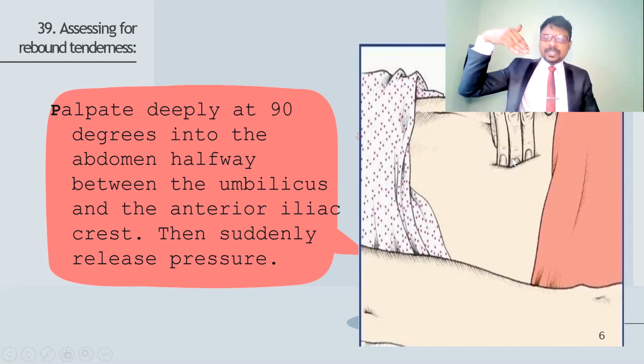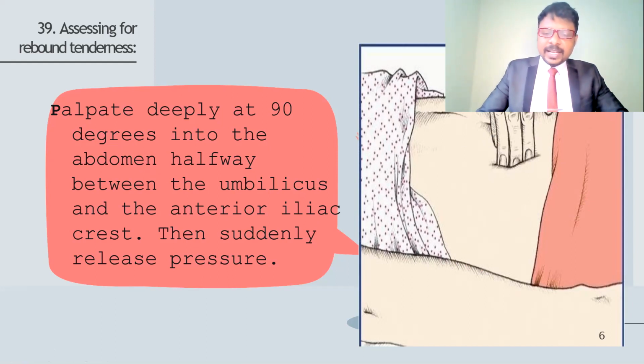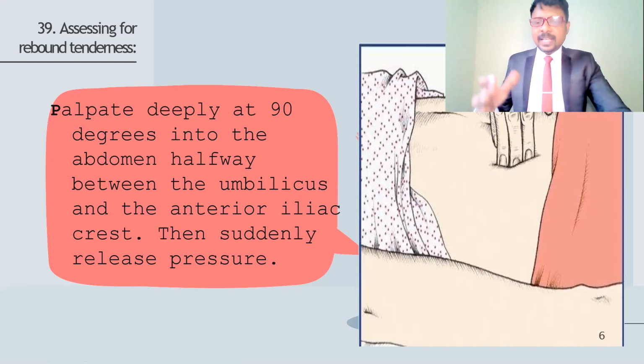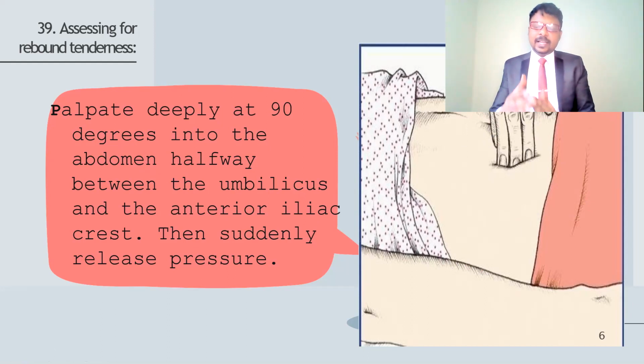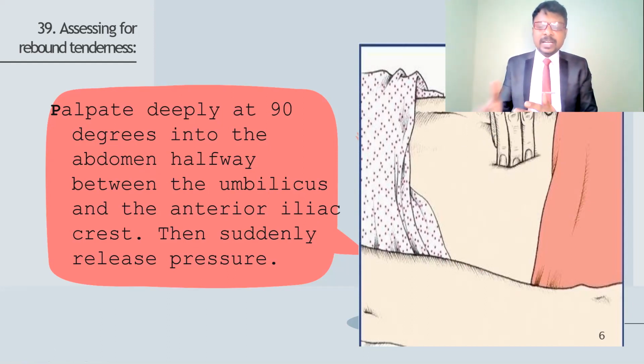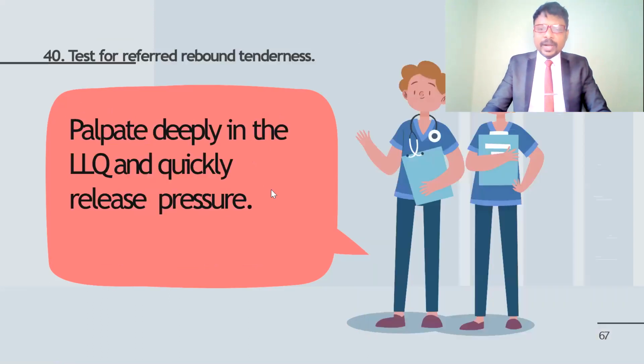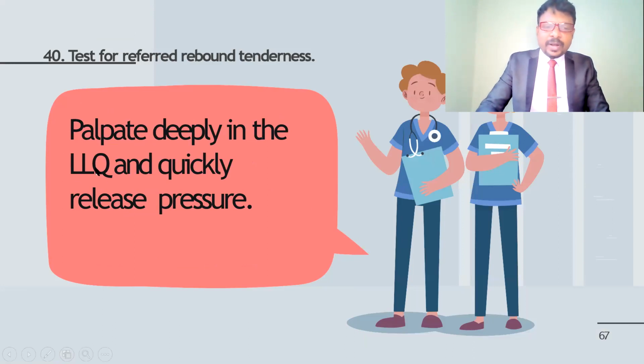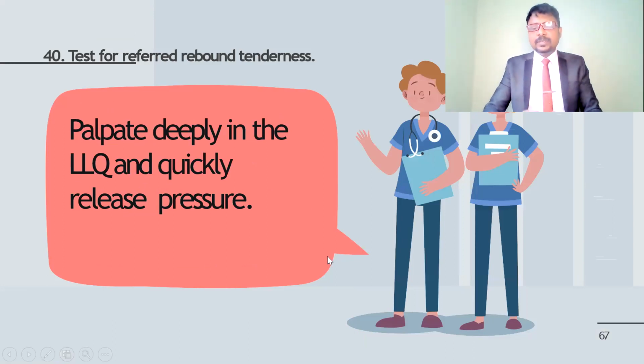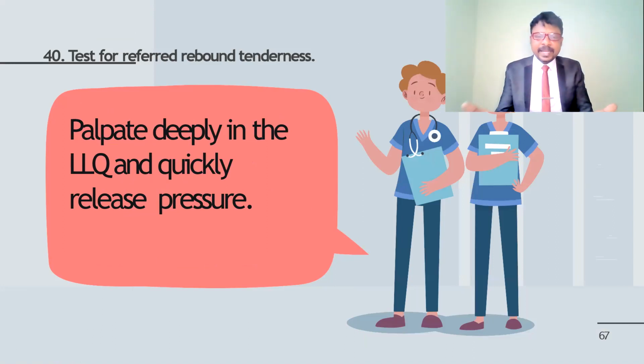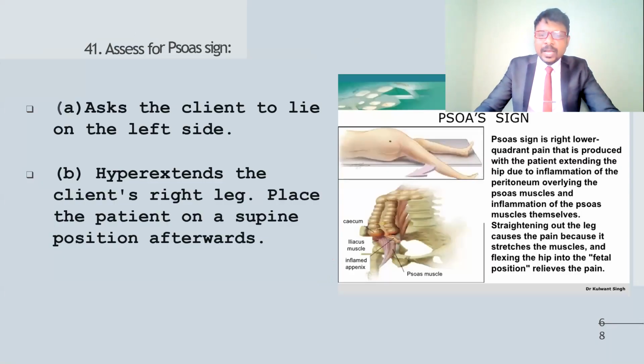If we give pressure at 90 degrees there, and there is any inflammation, we can easily find any inflammation or swelling. The patient may have tenderness and feel severe pain, especially when you suddenly release the pressure. If you check like this, we are going to identify any swelling and tenderness. Palpate deeply into the lower left quadrant and also quickly release the pressure. We have to check the right as well as the left, to compare whether they have any pain or tenderness.